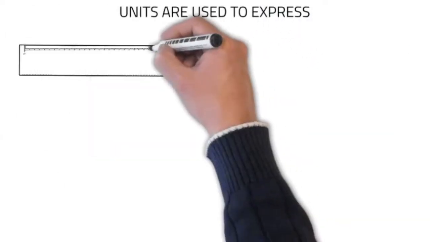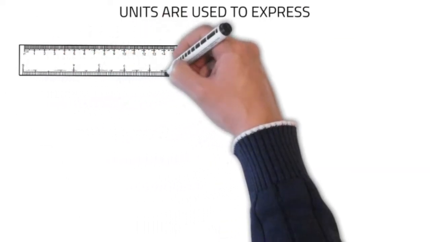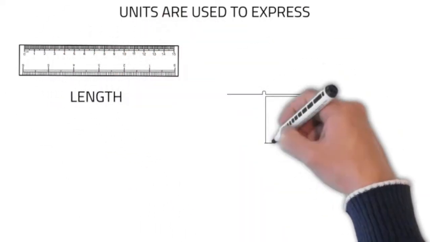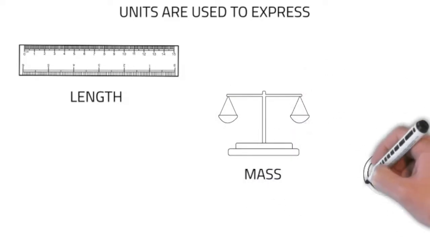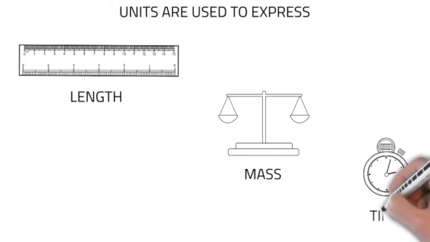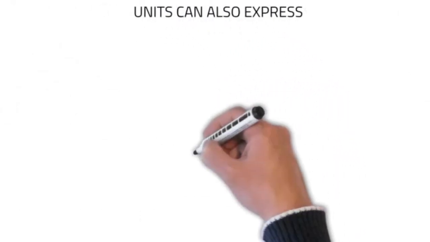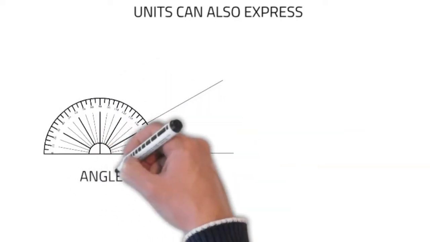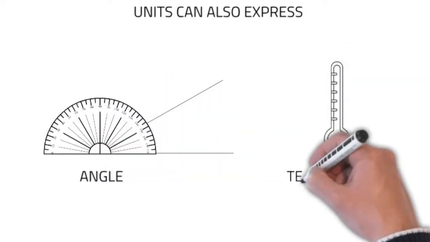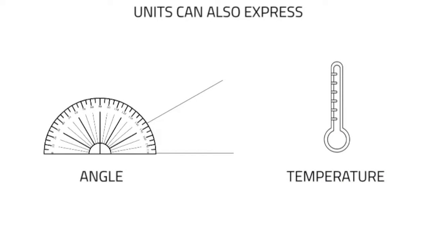Units are used to express such quantities as length. They're used to express mass, and they can be used to express time, although time does transcend the different measurement systems. Units can also express angle or temperature. Units can be combined to express other units.